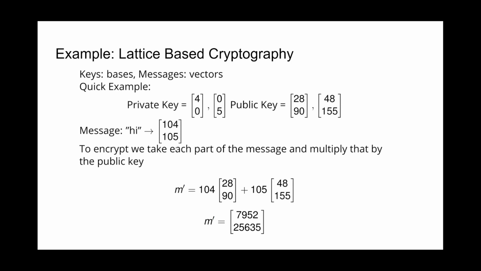So what we're going to do is take our message and take the first weight and the first public key vector and multiply them together. And then we'll add on the second weight of the message, hi, and the second vector from our public key to get the message 7952, 25635. And now if we wanted to, for instance, recover this message, we simply need to find the weights on our public key vectors that give us our message. However, that doesn't present a problem.